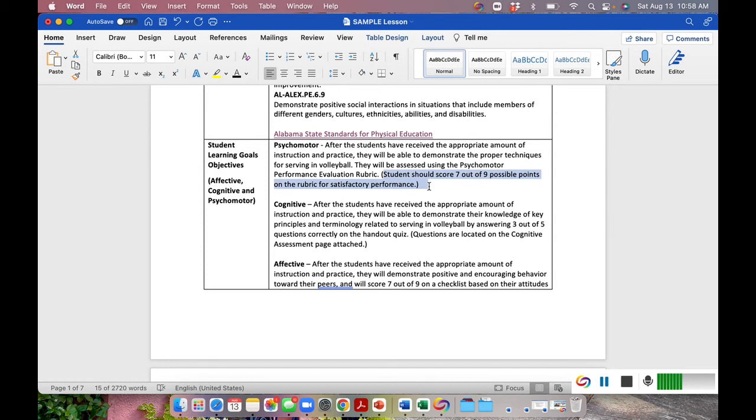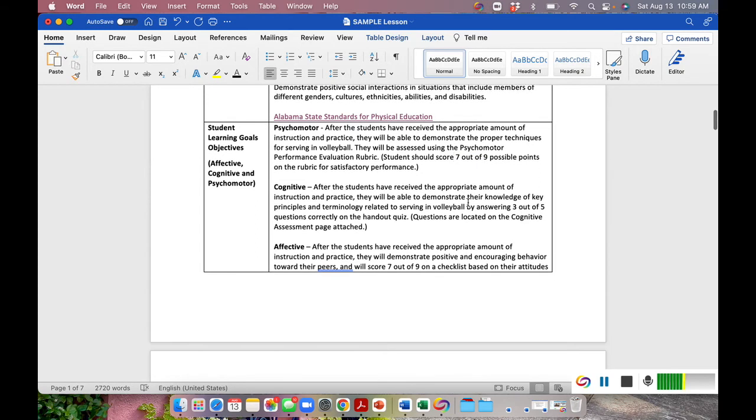So students should have scored 7 out of 9 possible points on the rubric for satisfactory performance. It does not have to be a rubric. It can be something like a visual observation. Were they able to appropriately serve the ball using all of the cues over the net? Let's say 8 out of 10 tries. That may be your criteria. This is open to discussion. It doesn't have to be a rubric, but I do need to know, how do you know? We call that measurable. You need to be able to measure that your students have learned, okay?